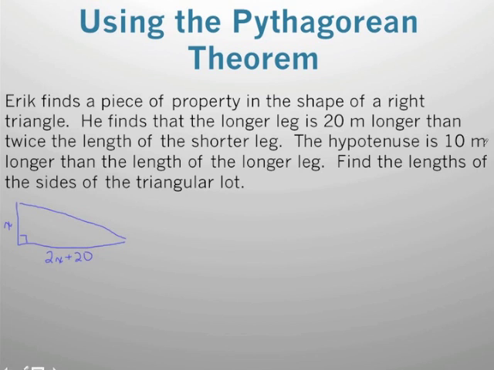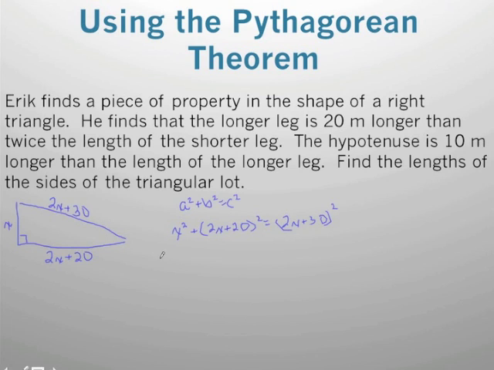The hypotenuse is 10 meters longer than the length of the longer leg. So the longer leg is 2x plus 20. The hypotenuse will be 2x plus 30. Now find the lengths of the sides of the right triangle. Well, we're going to use the Pythagorean theorem: a squared plus b squared equals c squared. So I'll have the shorter leg squared plus the longer leg squared equals the hypotenuse squared.